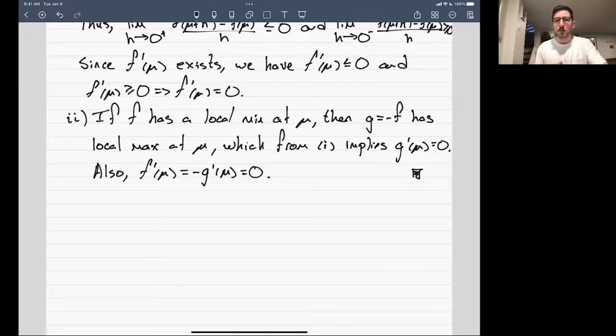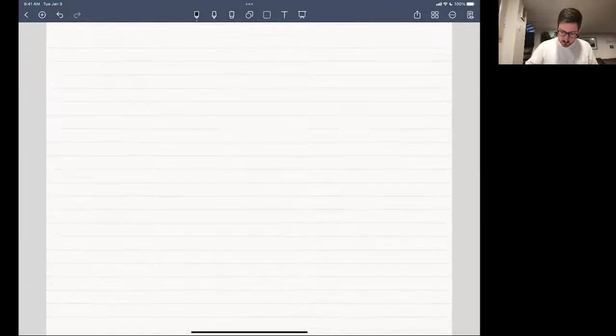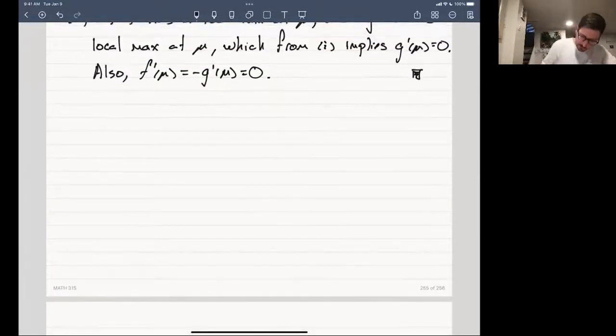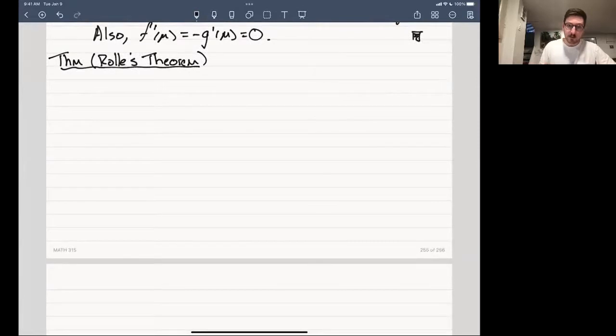Okay, so let me show you a big, powerful theorem. This is called Rolle's theorem. It's one of those big, famous theorems in calculus. So let's give ourselves a little bit of extra room here. As I said, Rolle's theorem is a sort of stricter version of the mean value theorem, or you can think of the mean value theorem as a generalization of Rolle's theorem. So Rolle's theorem is really, really nice.